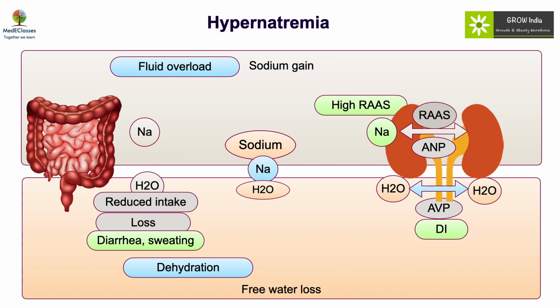High RAS generally does not cause hypernatremia because in that case the atrial natriuretic peptide will come into the picture and it will cause sodium loss. From that situation, sodium load is unlikely. So we're mainly talking about diarrhea, ORS problems or DI as the major cause.